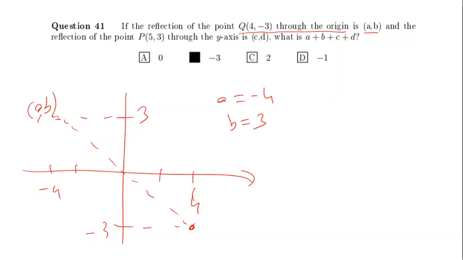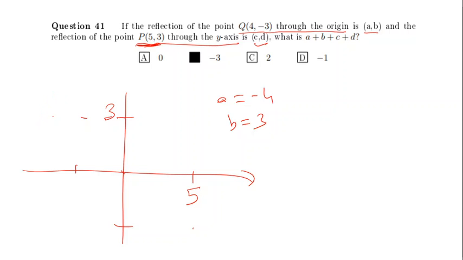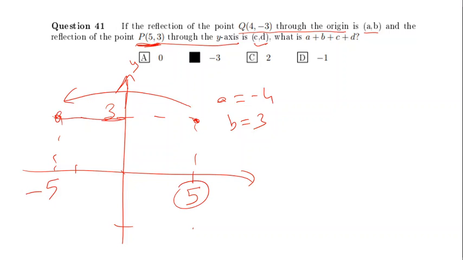And the reflection of (5, 3) through the y-axis is (c, d). Where is (5, 3)? It is here, and its reflection through the y-axis, the y-axis is here. So you take its reflection, and it comes to 5 here again, but this will be -5. So we can get here that (c, d) is (-5, 3).